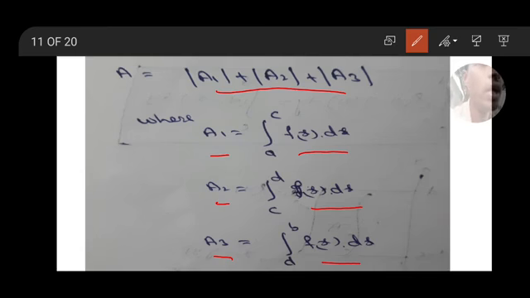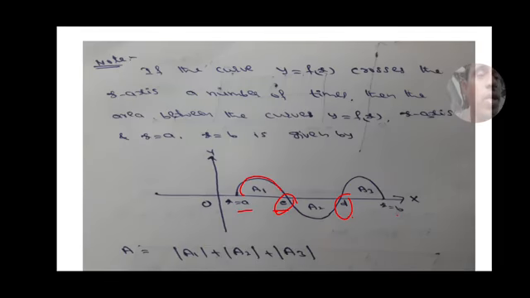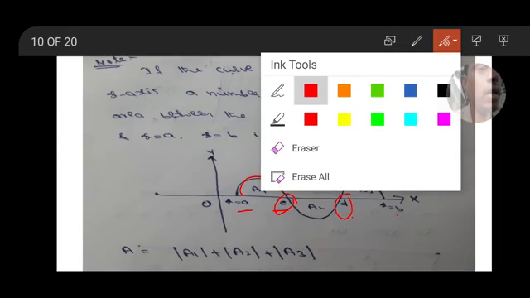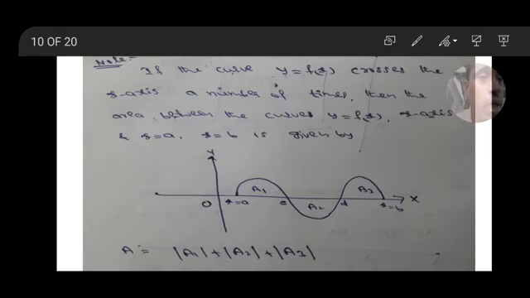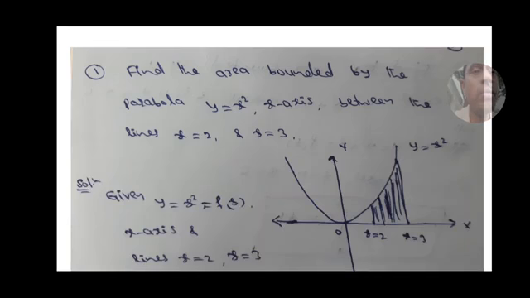We calculate each one separately and add their moduluses, because below the x axis the area becomes negative. To make it positive we have to take the modulus. If it is on the left-hand side of the y axis, then the area is also negative. Okay, next we will take problems.